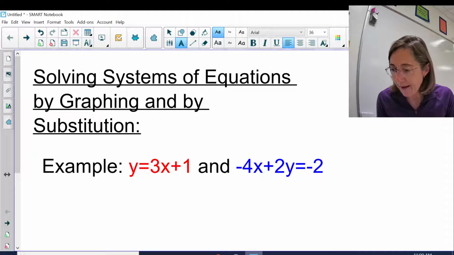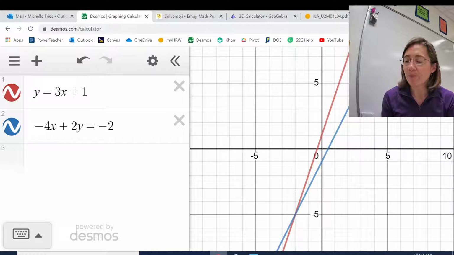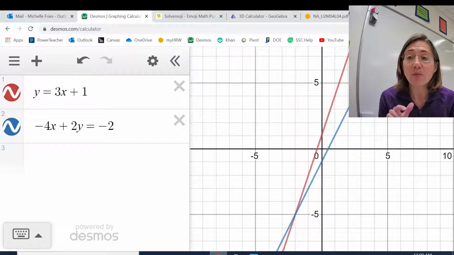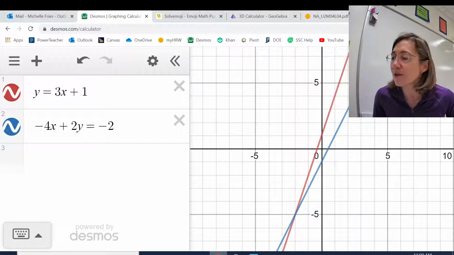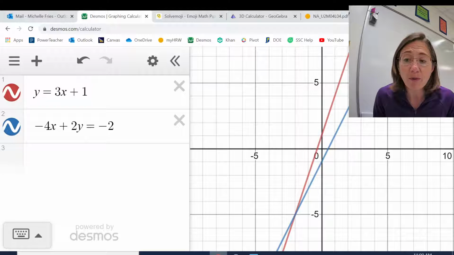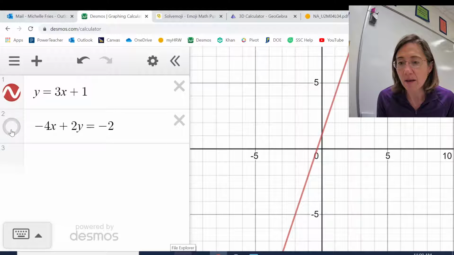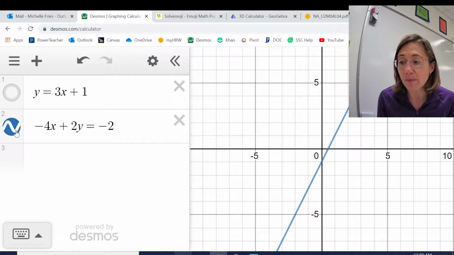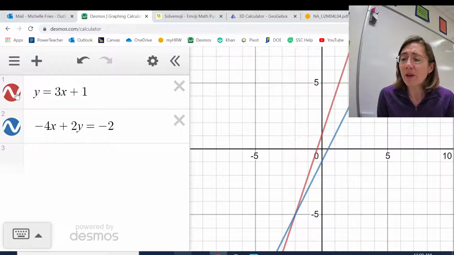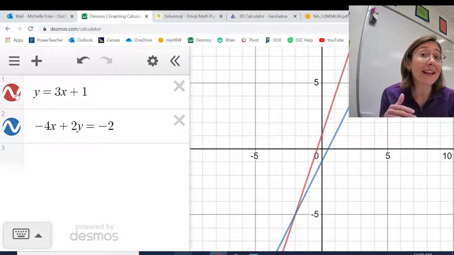So I have them graphed over here on Desmos. So let me pull this up real quick. So the red equation is the y equals 3x plus 1. So you'll see that with the red line. The blue equation is negative 4x plus 2y equals negative 2. So here's the red line and here's the blue line. And so the system is, I'm looking for, is there a point that's on the red line and the blue line at the same time?